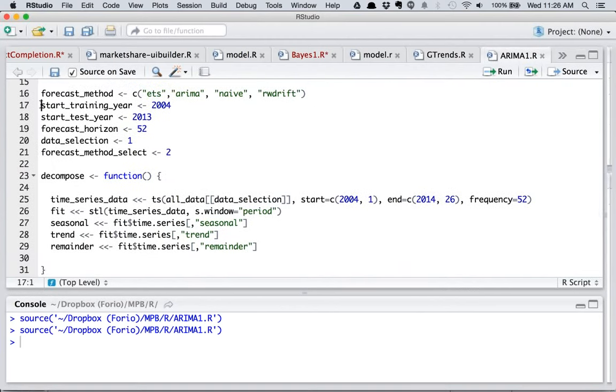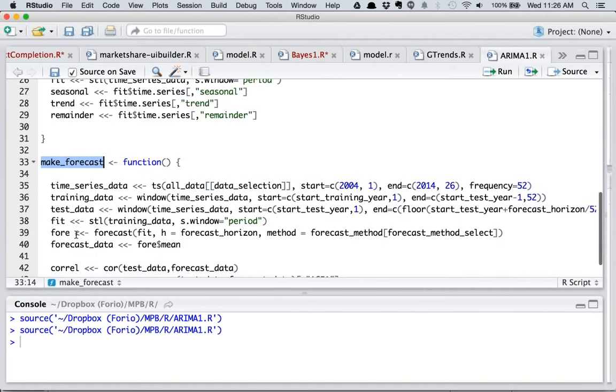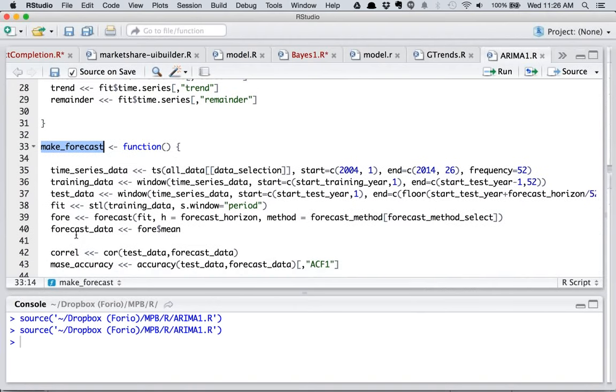Then below here, what I have are some variables that I can change, like the starting year, the test year, the forecast horizon, what we've looked at already. And then I have 2 functions. I have a function for decomposing the data set, whatever data set I selected, and I have a function for making a forecast. And they're both really simple. And again, I think this is just one of the beautiful things about R, that within a few lines, you can do some really interesting things if you're using these packages.